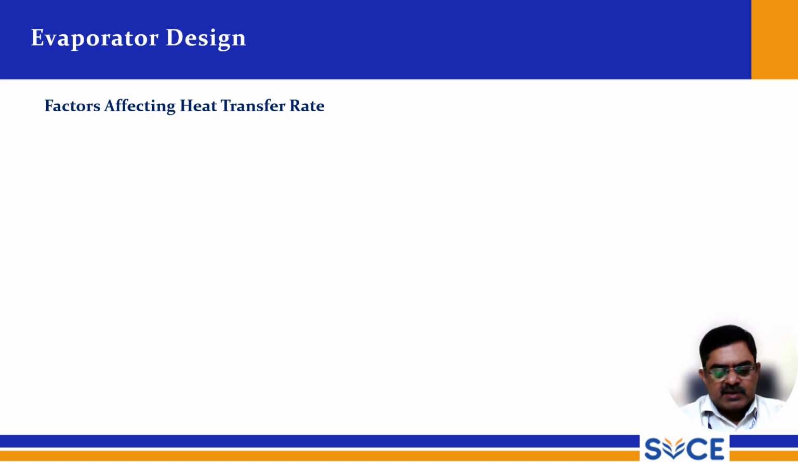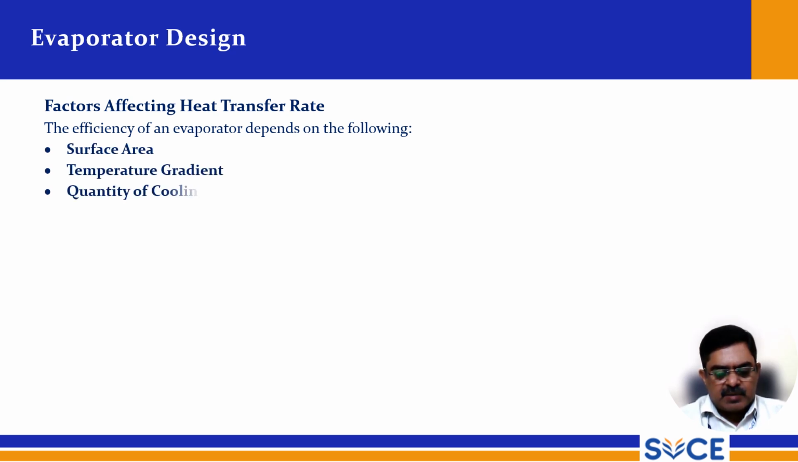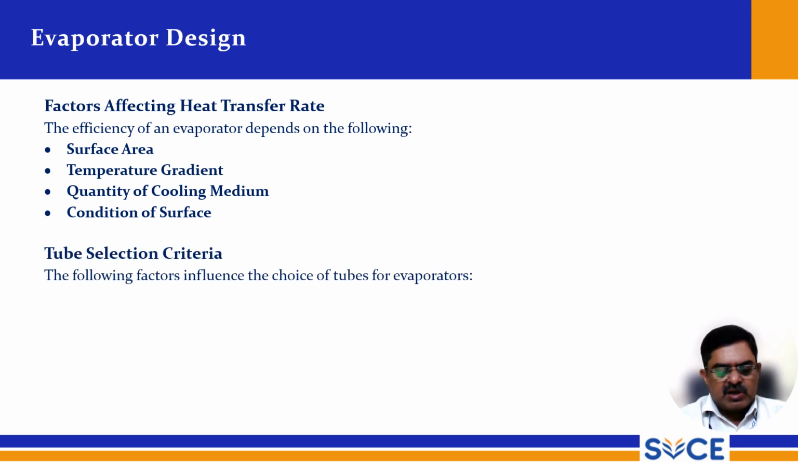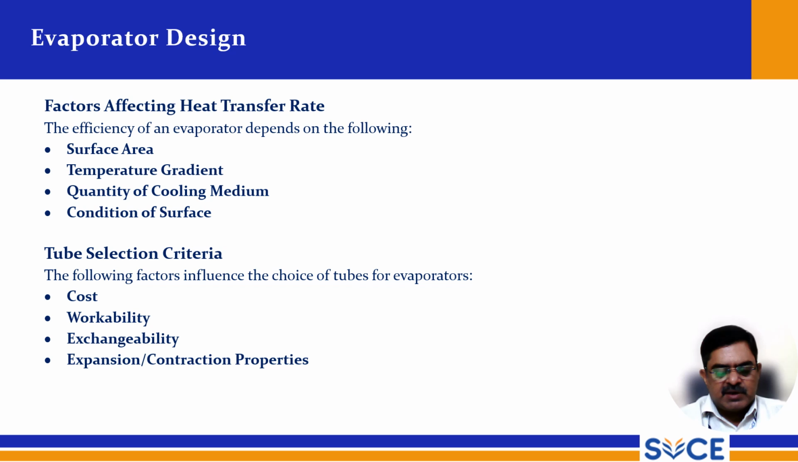Evaporator design factors affecting heat transfer rate. The efficiency of an evaporator depends on the following: surface area, temperature gradient, quantity of cooling medium, and condition of surface. Tube selection criteria: the following factors influence the choice of tubes of evaporators: cost, workability, exchangeability, expansion and contraction properties, resistance to corrosion, and tube diameter. So these are the factors to be considered while selecting the tube.